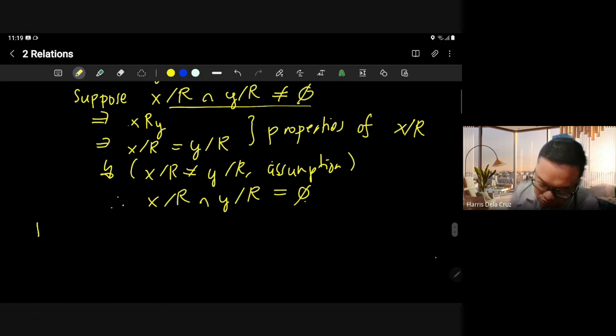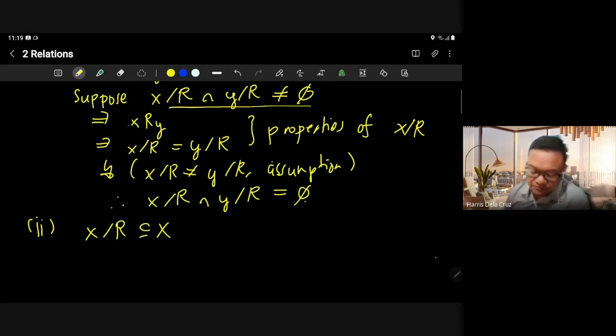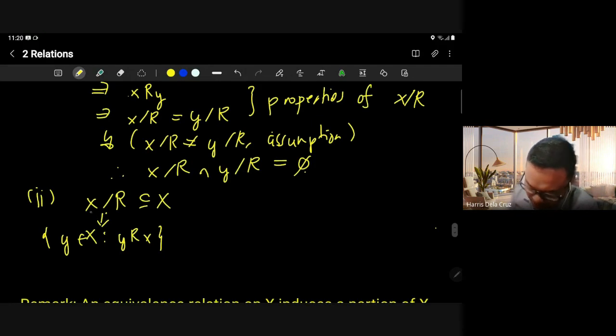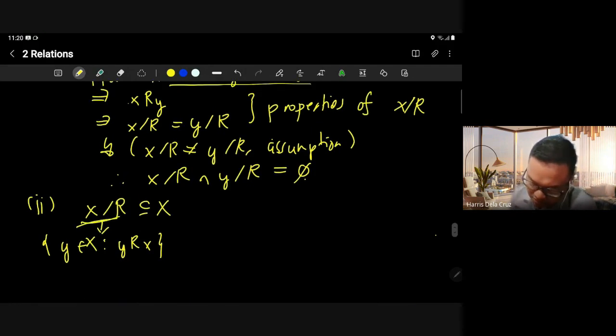So number 2, we want to show that when you get the union of the entire collection, you get X. Alright. Now, obviously, x over r must be a subset of X. Tama? Kasi by definition, di ba? By definition, ano ba tong x over r na to? Yung x over r is simply all y element of X such that y is related to x. So kung may laman itong x over r, ang mga laman nun, laman din ni X. Kaya automatic subset siya ni X.